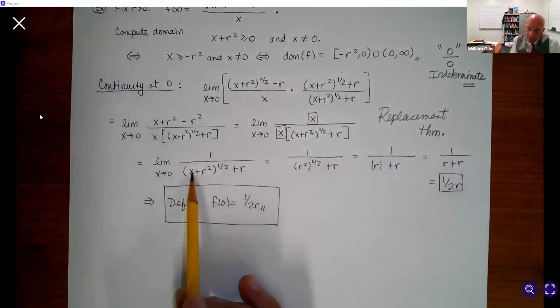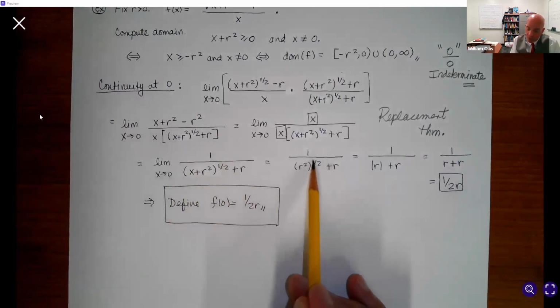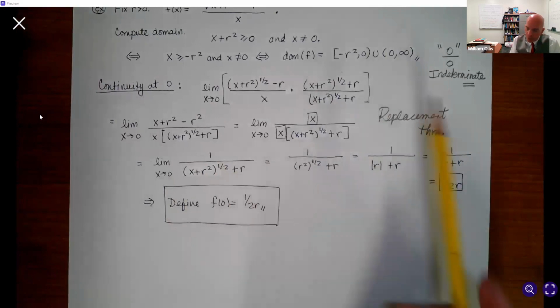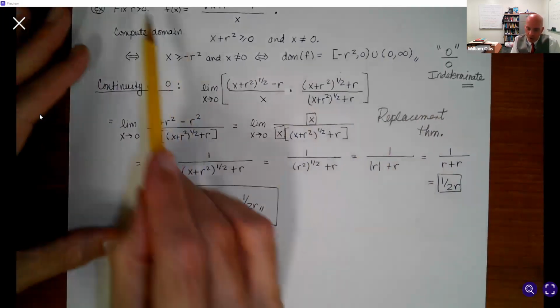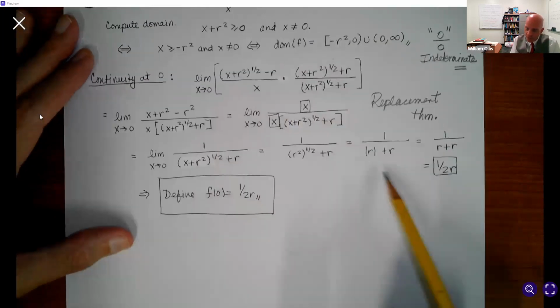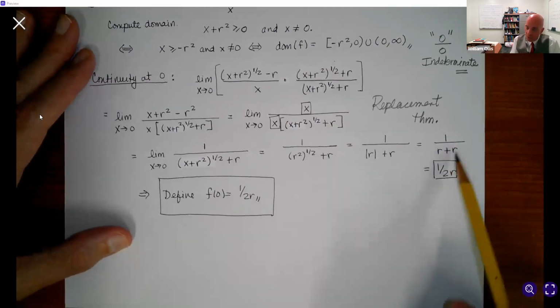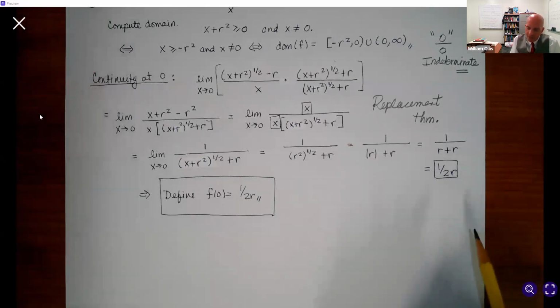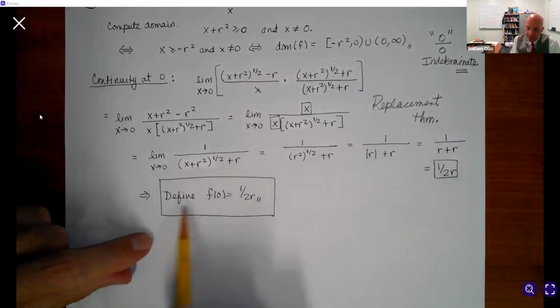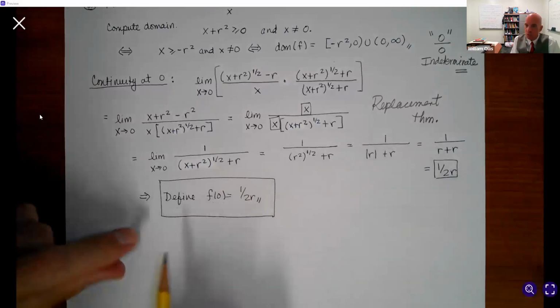So we just get the 0 here, so that gives us r squared to the 1/2. Well, of course, that's by definition the absolute value of r, but r is positive here, so that's just r. So we just get 1/2r. So yeah, 1/2r is how we can basically define the value of the function at 0. So define f of 0 to be 1/2r.